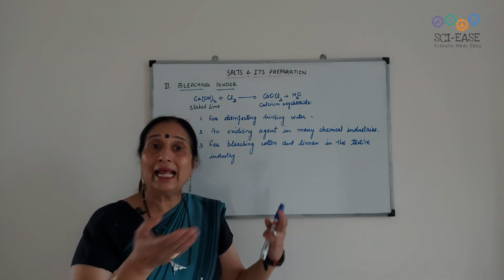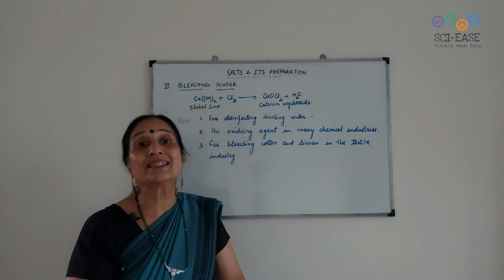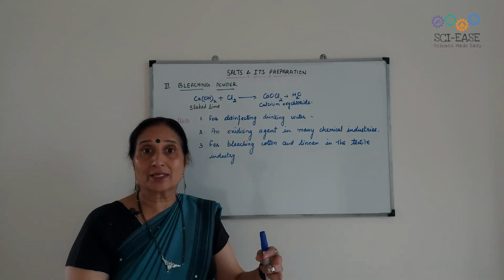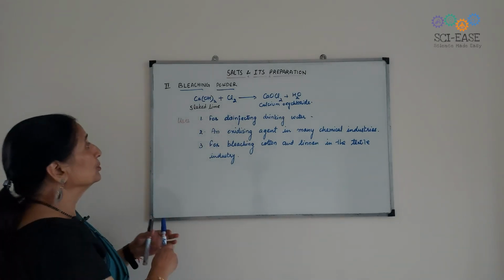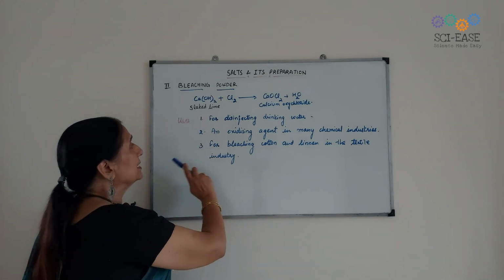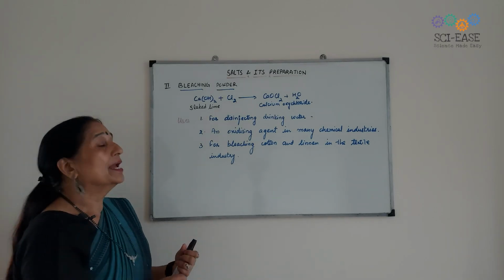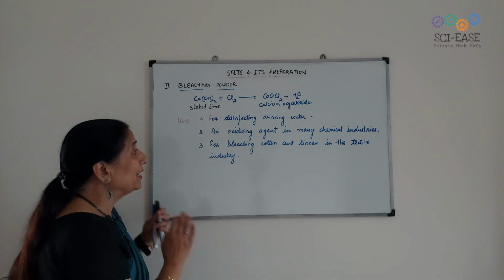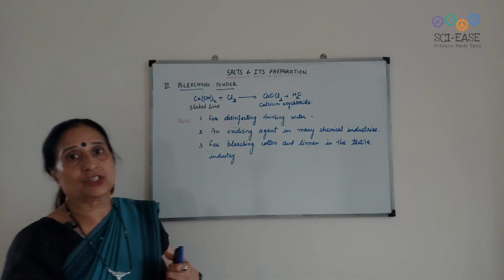The first use, like chlorine, is as a disinfectant. It is used to kill the microorganisms present in water. You have to remember two uses, though I have written 3 here. The second is as an oxidizing agent in many chemical industries. And the third is for bleaching cotton and linen in the textile industry.